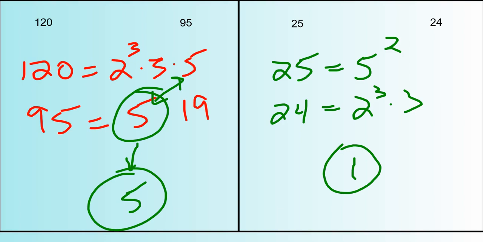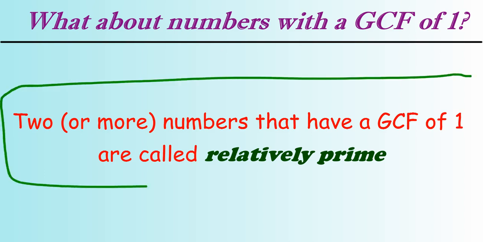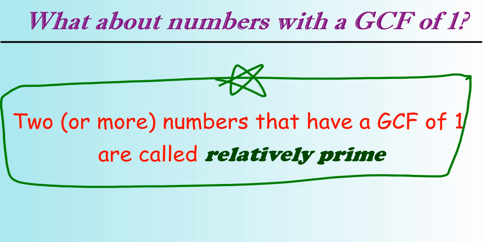They don't share any primes, but 1 divides into every number, so 1 is actually a factor of every number. And two numbers, or more than two numbers, whose GCF is 1, we call those numbers relatively prime. So go ahead, pause the video, write down this definition here, somewhere near where you did the work for 25 and 24, because those are examples of relatively prime numbers. Come back when you've written that down for a quick review of finding the GCF with prime factorizations.